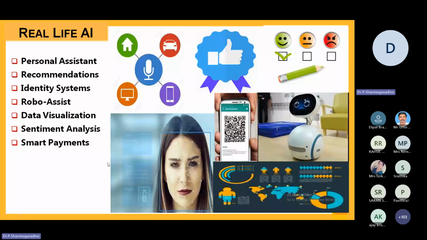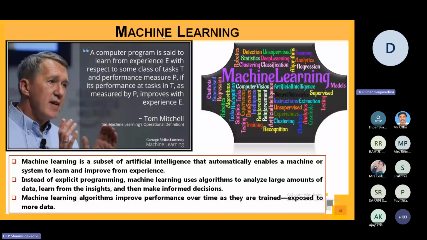So now let us have a quick look at machine learning. Already we have seen a definition of how a computer program is said to learn. Another definition we have seen is Tom Mitchell's operational definition of machine learning from Carnegie Mellon University. A computer program is said to learn from experience E with respect to some class of task T and performance measure P, if its performance at a task in T, as measured by P, improves with experience E.